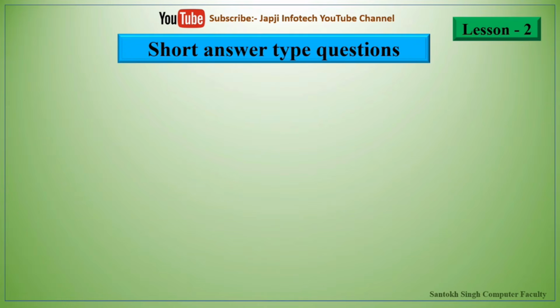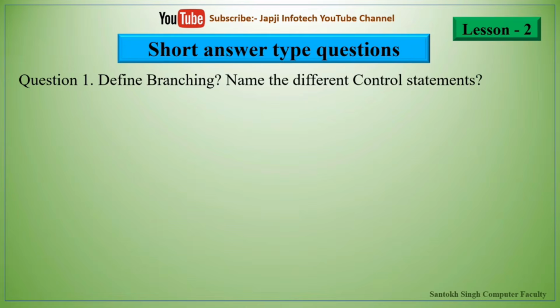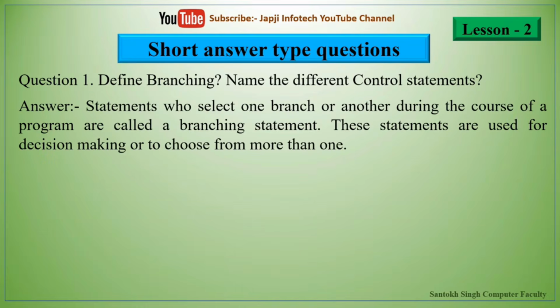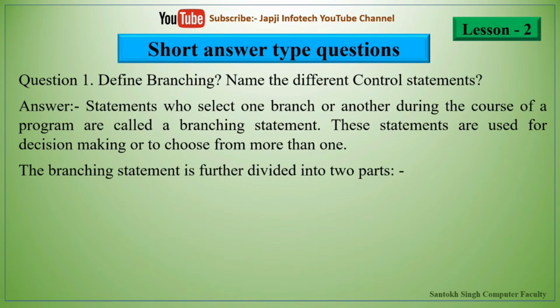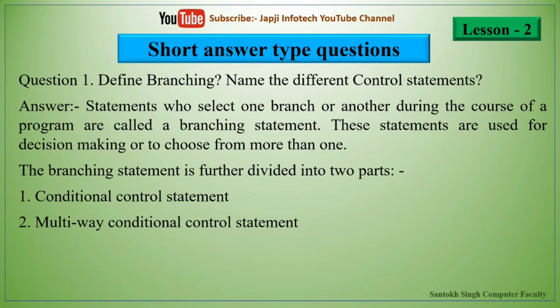So now we will learn about short answer type questions. And the first one is, define branching. Name the different control statements. So statements which select one branch or another during the course of a program are called branching statements. These statements are used for decision making or to choose from more than one. The branching statement is further divided into two parts. The first one is conditional control statement and the second one is multi-way conditional control statement.